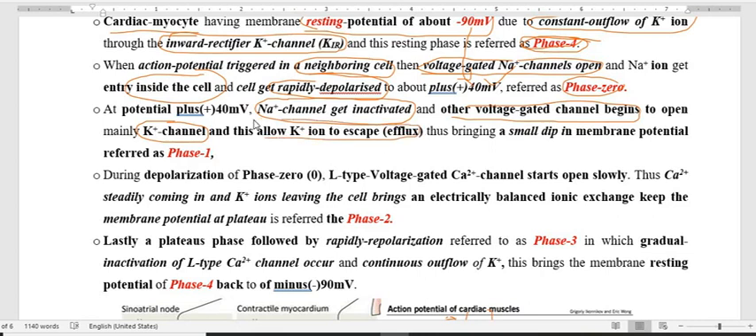So when the potassium ion escapes out from the cardiac myocyte, when the membrane potential was plus 40 millivolt, it gives rise to the membrane potential going down, which phase is called phase 1. So at phase 1, there is inactivation of the sodium channel, and there is opening of the voltage gated potassium channel, and therefore there is a small dip in the membrane potential, and therefore this is called phase 1.